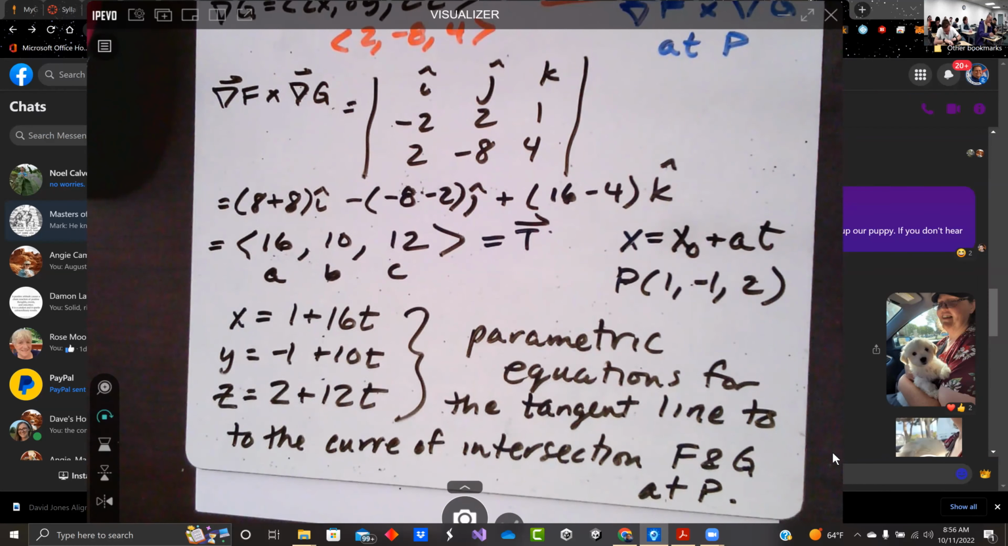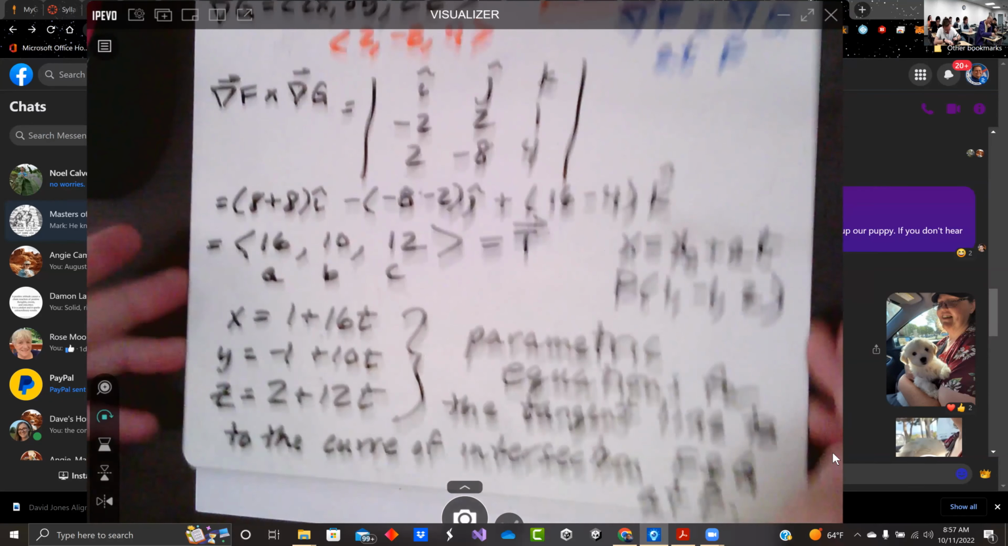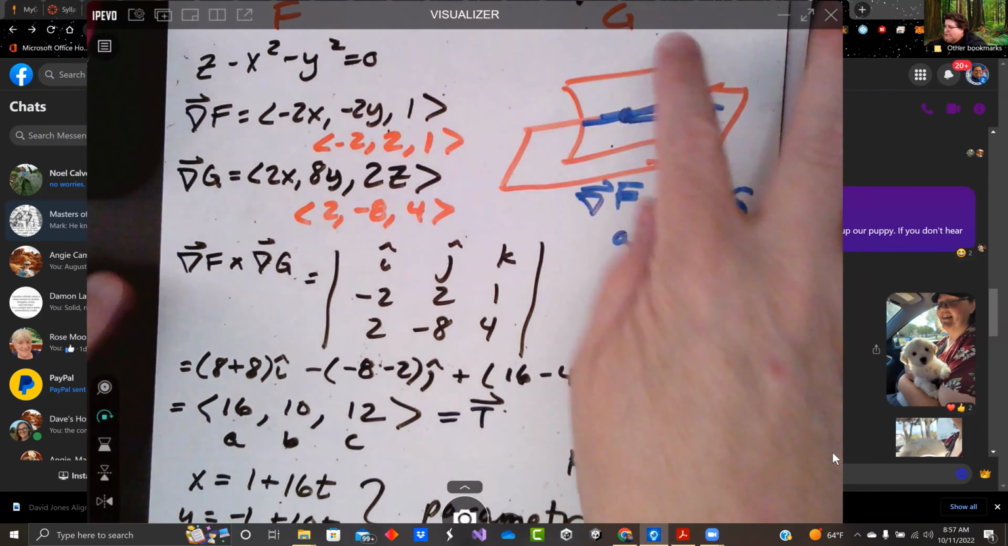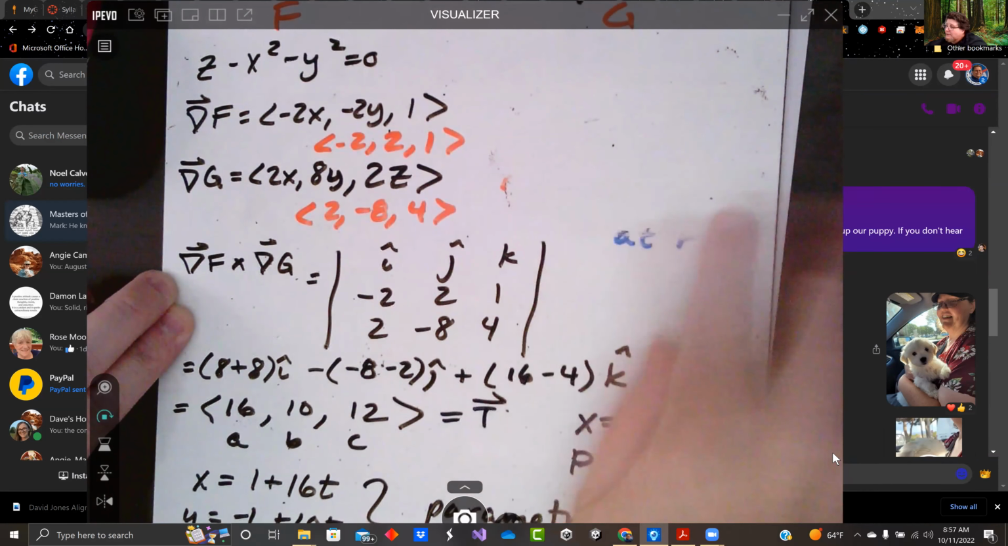The cross product creates a vector. It creates a normal vector to both of the planes where they intersect. Yeah, so if we have that, maybe I should try to draw this picture a little bit better up here.